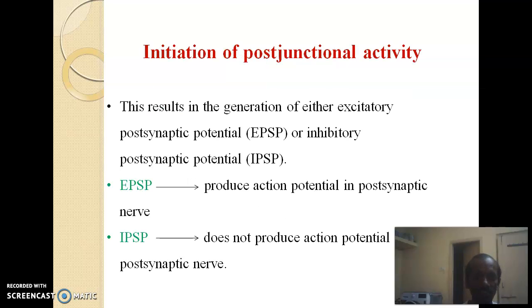The fourth step is initiation of post-junctional activity. The changes which occur in the post-junctional cell are of two types. It can be either excitatory post-synaptic potential, that is EPSP, or inhibitory post-synaptic potential, that is IPSP. EPSP produces action potential in the postsynaptic nerve, whereas IPSP doesn't result in action potential. So, for the generation of action potential in the post-junctional membrane, EPSP is very essential.